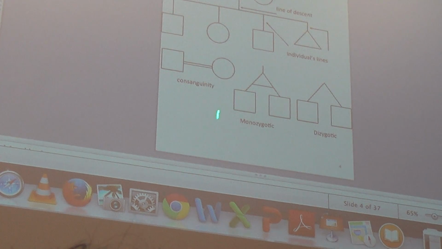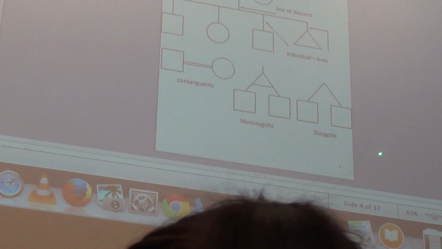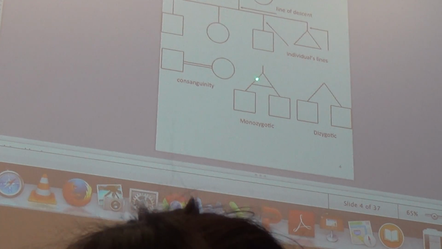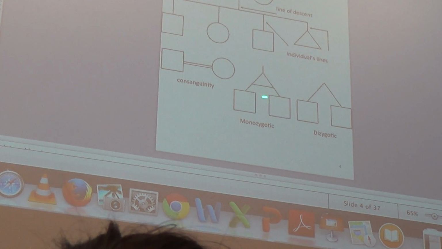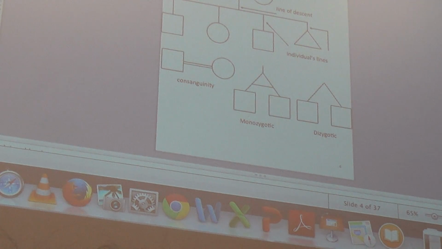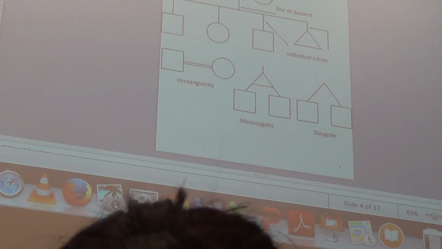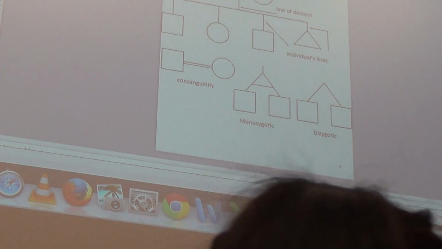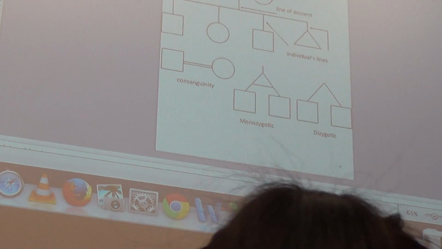I'll use this to show identical twins, this to show non-identical. They have that single line, but they also have this little connecting line. And I'll make sure that the connecting line is there when I'm talking about identical twins versus non-identical. All right? Somebody had a question?